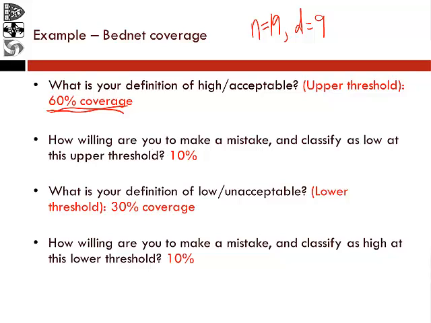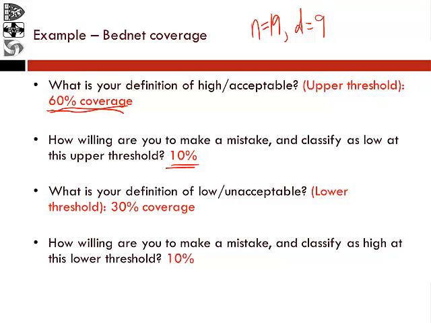And I said, well, it's not going to be perfect because the only way you can do that with perfection is to look at every house and every bed. So how willing are you to make a mistake? And they said, we are willing 10% of the time to make a mistake, and mistakenly call it bad bed net coverage when it is at 60%.